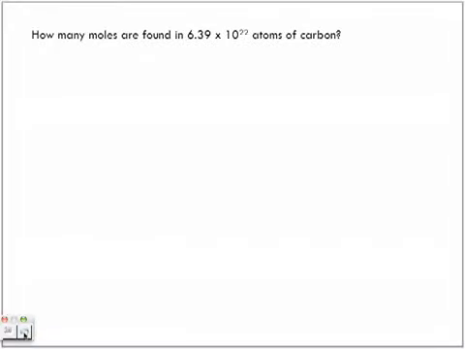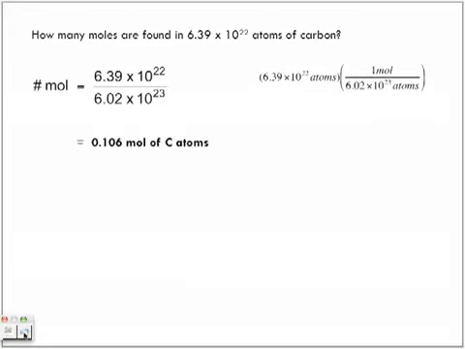So, next question. How many moles are found in 6.39 times 10 to the power of 22 atoms of carbon? Okay, so we know that because we're going from atoms to moles, we can either go 6.39 times 10 to the power of 22 divided by 6.02 times 10 to the power of 23, or we can start off with atoms. We want to cancel out atoms. So we know that we have 6.02 times 10 to the power of 23 atoms in 1 mole. Okay? So we can use it in one of these 2 ways, and we get the following answer. 0.106 moles of carbon atoms.